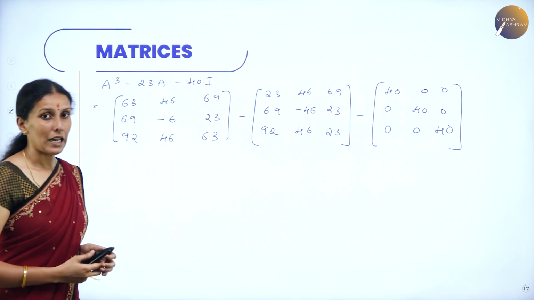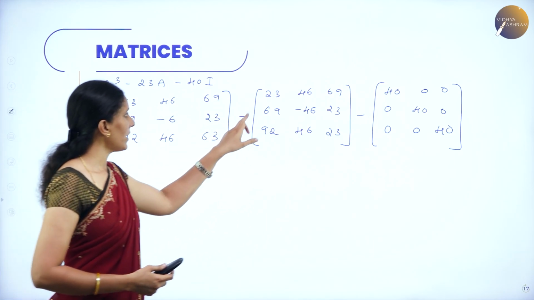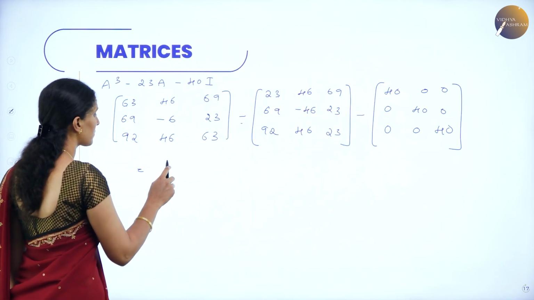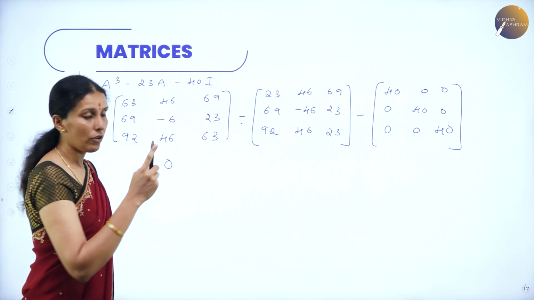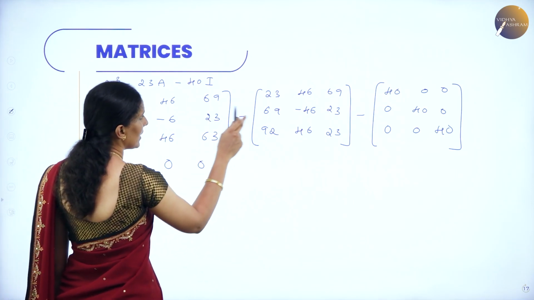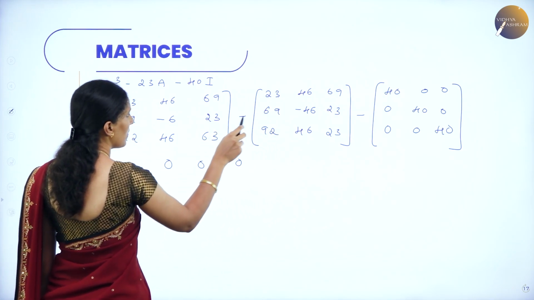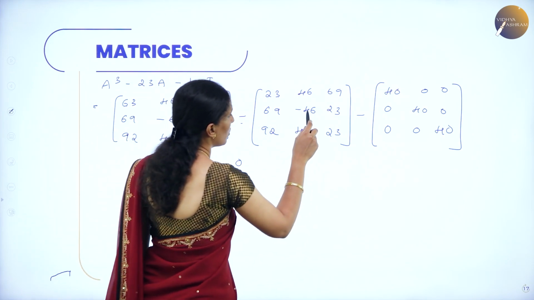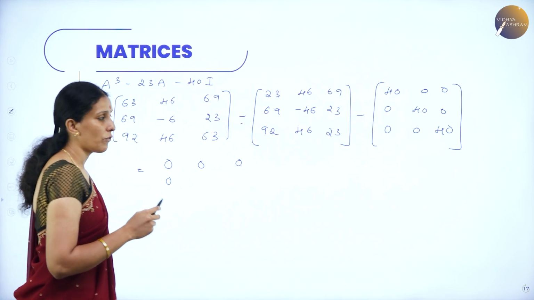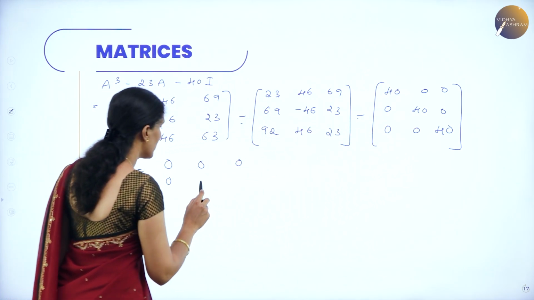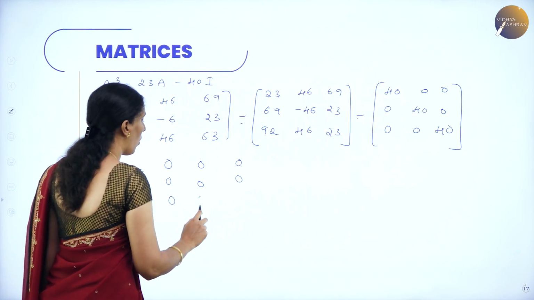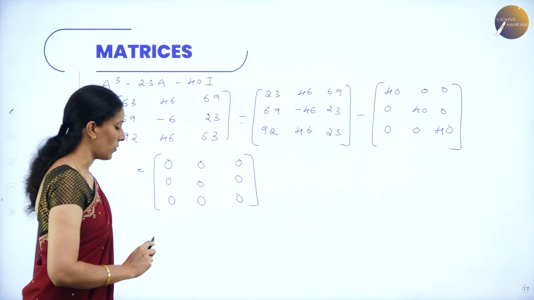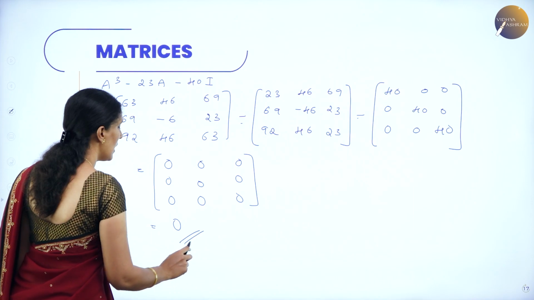Now let's solve each corresponding element here. 63 minus 23 is 40. 40 minus 40 is 0. 46 minus 46 is 0 and the rest of the elements are 0. 69 minus 69, 0. 69 minus 69, 0. Minus 6 plus 46 is minus 40. So here we have minus into minus plus 40. Plus 40 minus 40 becomes 0. So again you can see all the terms here result to 0. So therefore this is equal to the null matrix.